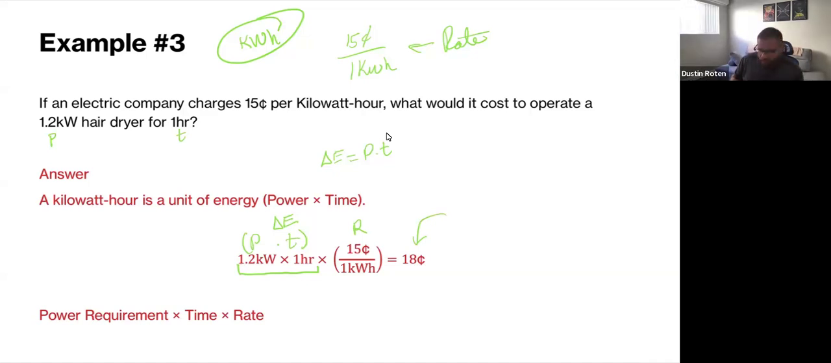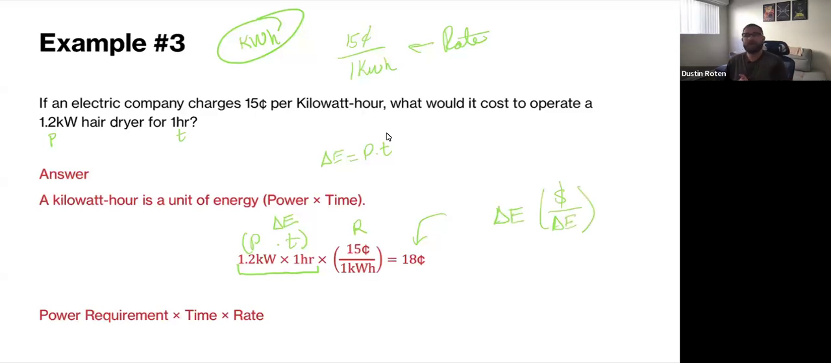All we need to do is think about this in terms of the amount of energy we need, and then the rate is just how much that costs over the unit energy that we're looking at. So with that, I will stop.